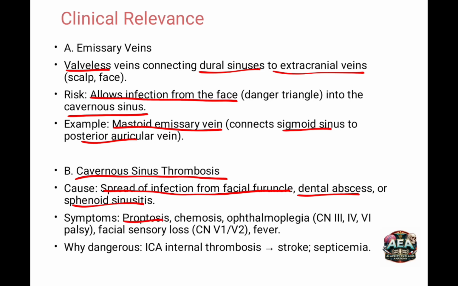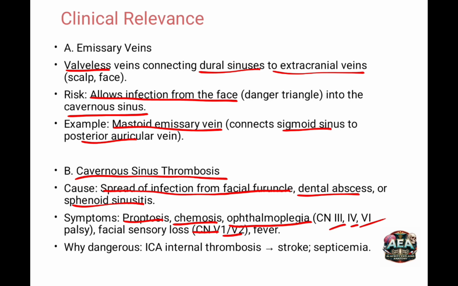And proptosis, we know it's the protrusion of the eyes, which can also be referred to as exophthalmos. It can also cause chemosis, and chemosis is edema, collection of fluid in the conjunctiva. It can also cause ophthalmoplegia due to affectation of cranial nerve 3, 4, and 6 palsy. It can also cause facial sensory loss because of affectation of the ophthalmic and maxillary divisions of the trigeminal nerve.